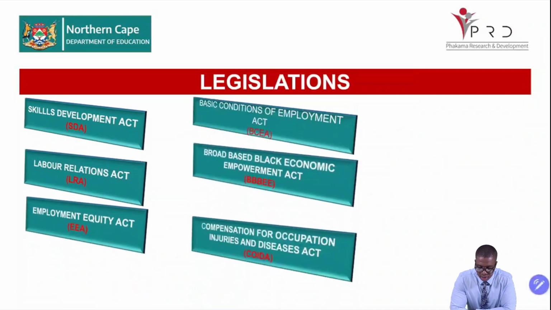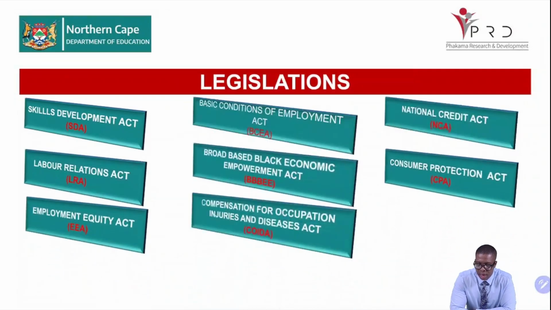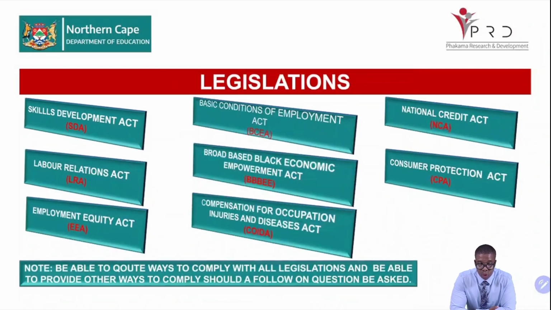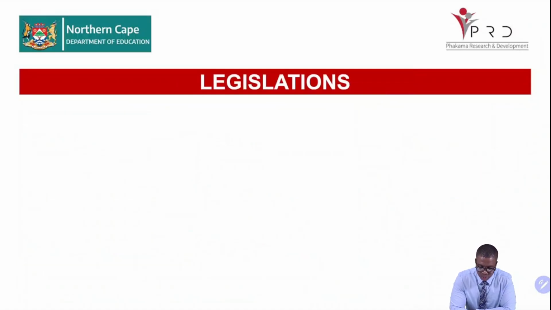Regarding all these legislations, you should know how to quote the following. Be in a position to quote ways to comply with all the legislation, and be in a position to provide other ways in which the business could comply with these different legislations. Be in a position to quote ways to comply and penalties for non-compliance. Those are aspects that you should know. And maybe to a certain extent, be in a position to quote the positives and negatives, because the examiner might decide to quote the positive and ask you to explain other positives. So you need to be smart around that.